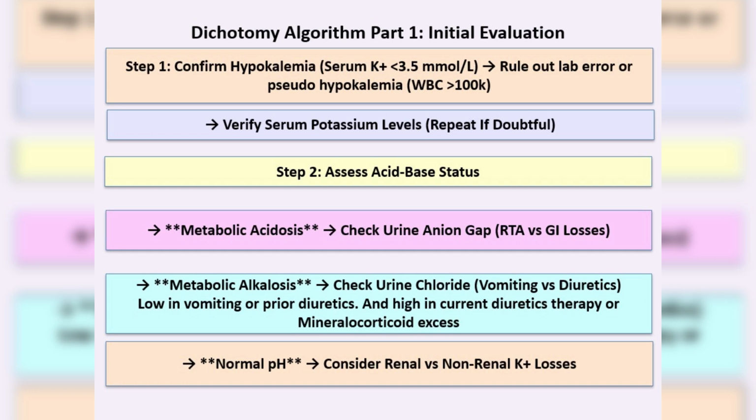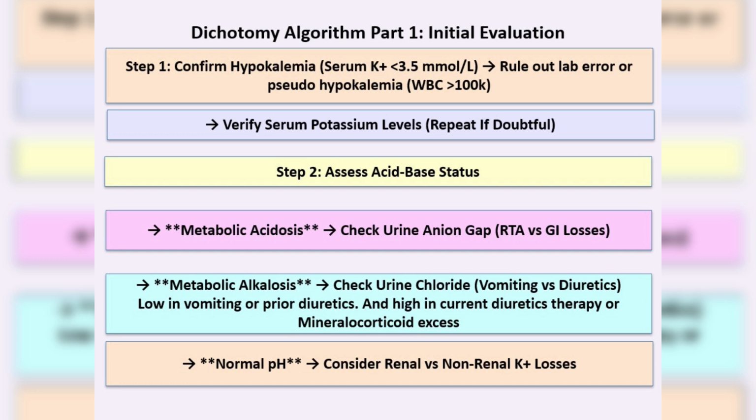Then what? Then we've got to look at the acid-base status. Blood gas, either arterial or venous, will give us the pH, the bicarbonate, the PCO2. It helps us figure out what's driving the potassium problem. So metabolic acidosis could point towards GI losses or RTA, while metabolic alkalosis could suggest vomiting, diuretics, or too much mineralocorticoid activity. You got it. It's like getting a compass reading. Okay, compass pointed in the right direction.